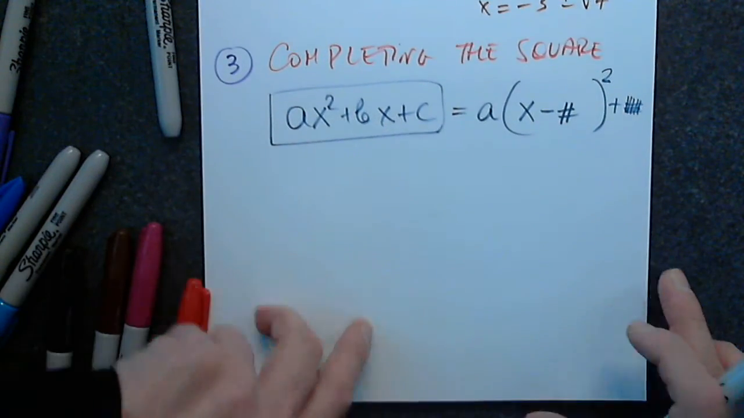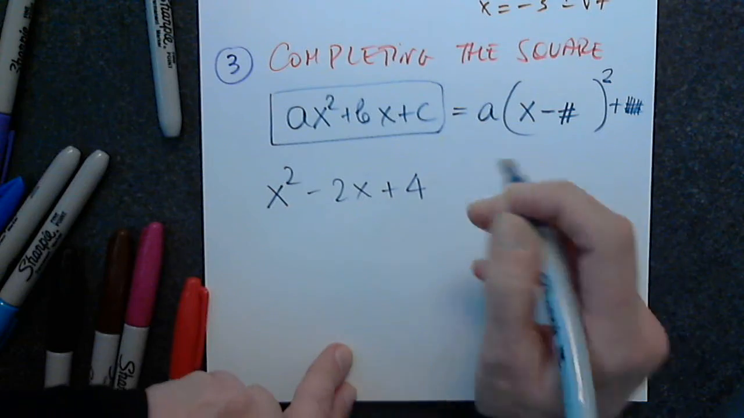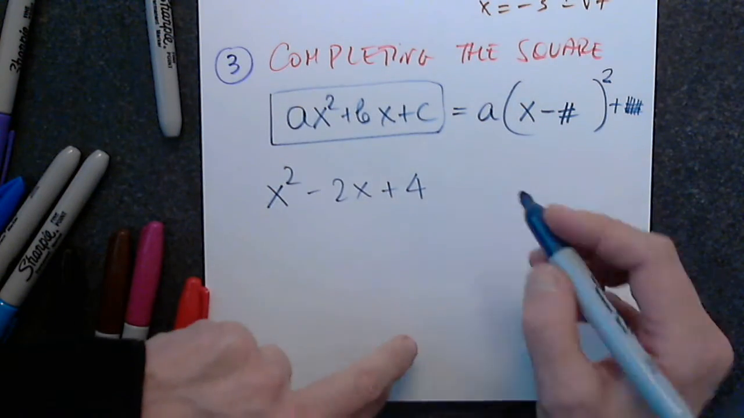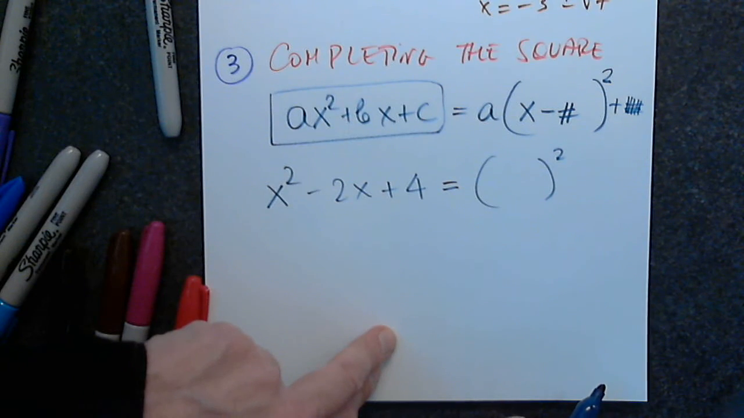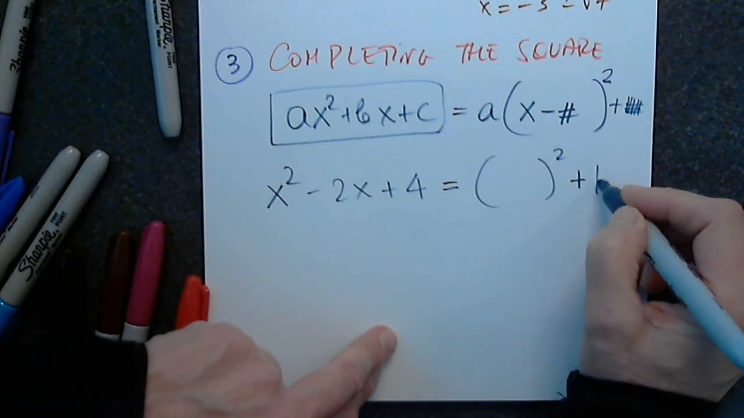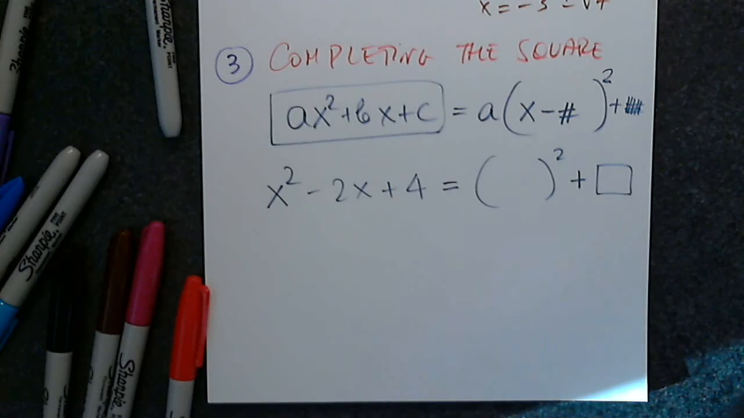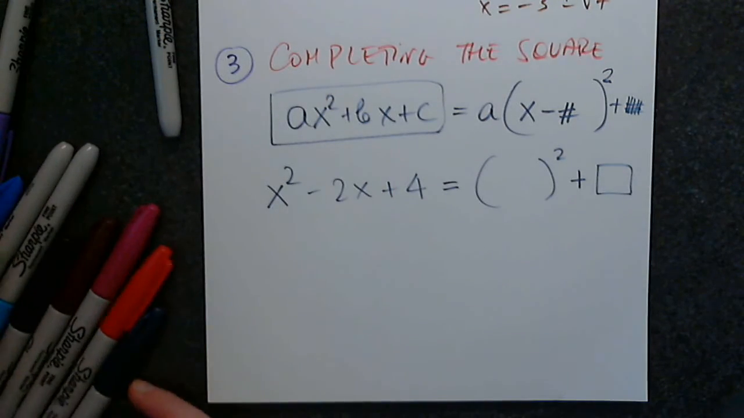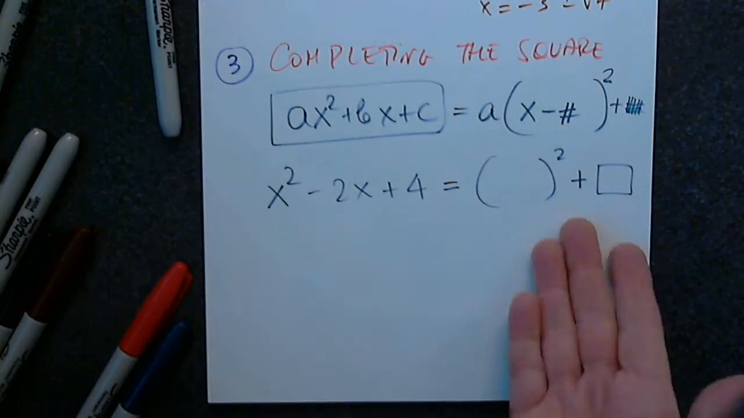So here is an example. Let's say x squared minus 2x plus 4. I claim that I can write this as a perfect square plus a number. But that's my claim, and I haven't proved this. I have not shown you why I claim this and how I get from here.